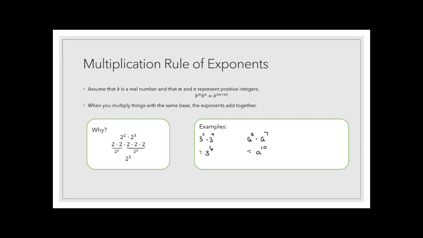The key is that they have to have the same base. So if I had something that was different, like if I had a squared and then b to the 4th times b to the 10th, the a does not get included because it's a different base. It's not the same letter as the b's. So you only add the exponents for the b's. And so your a squared would stay the same, and then you add the exponents on the b's, which would give you 14. So these are 3 different examples of using this multiplication rule of exponents.